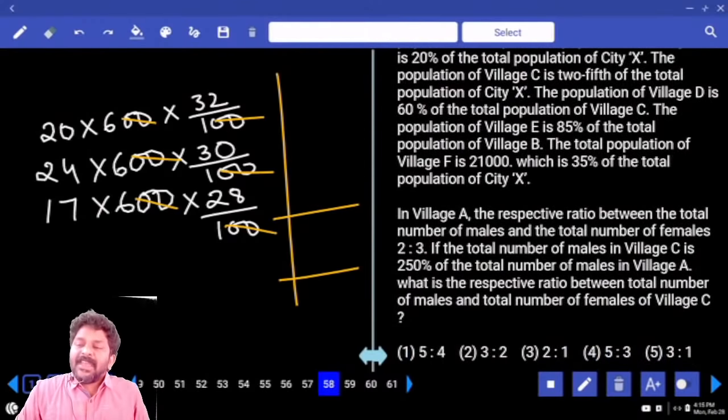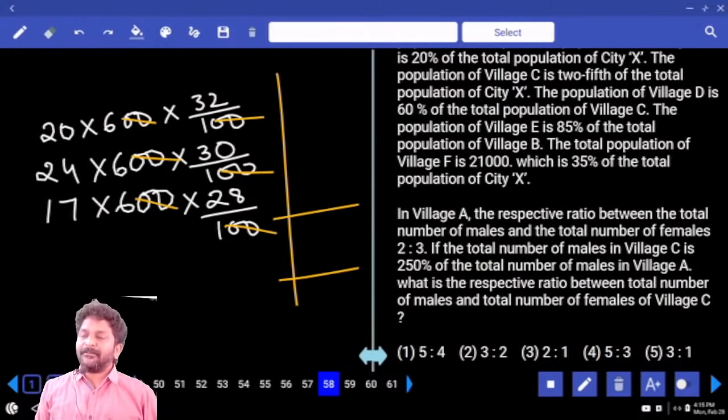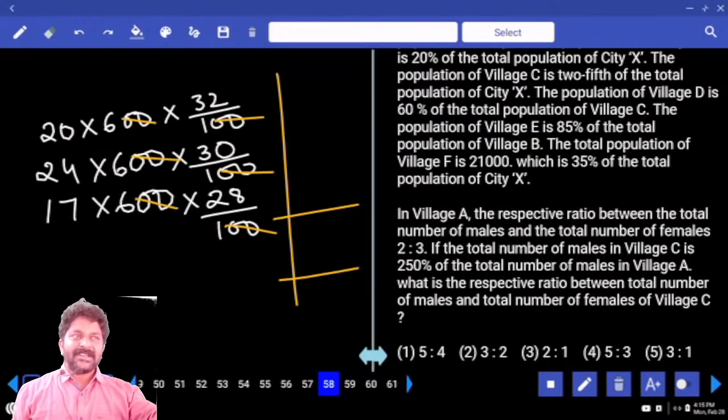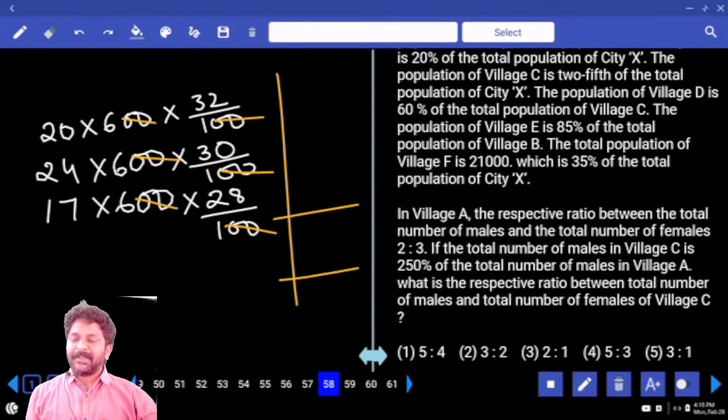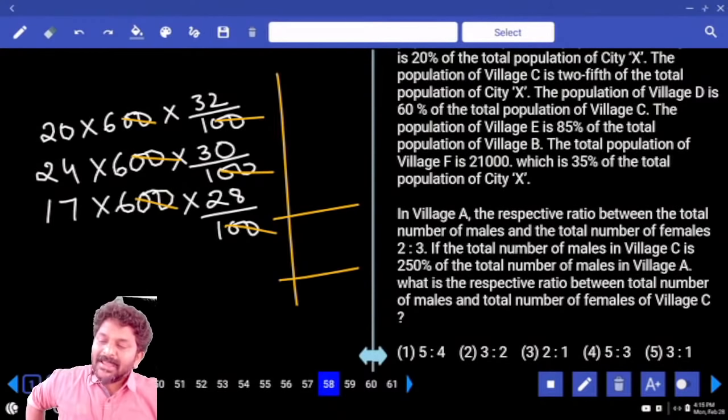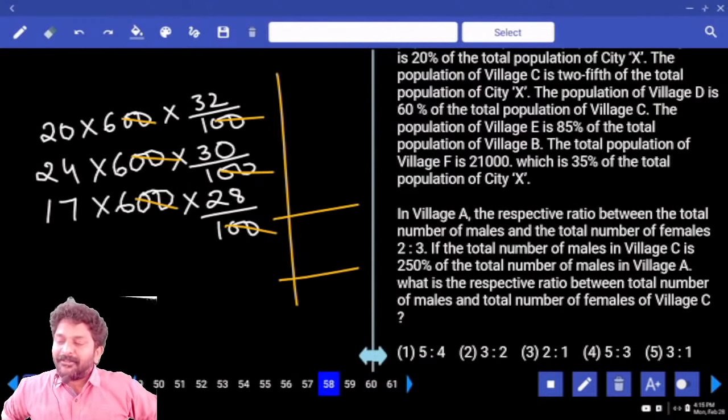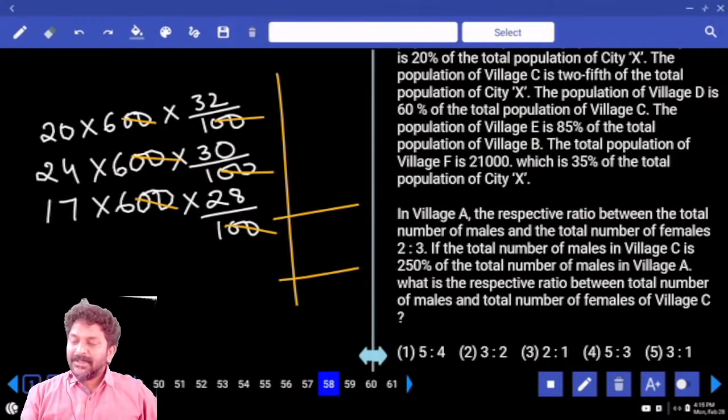In village A, the respective ratio between total number of male and the total number of female ratio is 2:3. So instead of this, can we say 40% and 60%? Ratio between male and female. If the total number of male in village C is 250% of total number of male in village A, what is the respective ratio between total number of males and total number of females of village C?